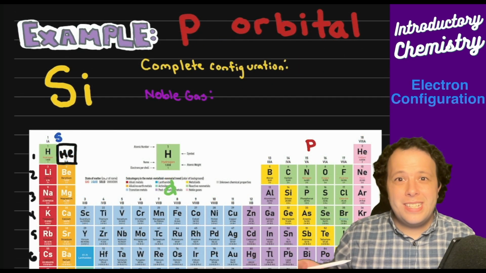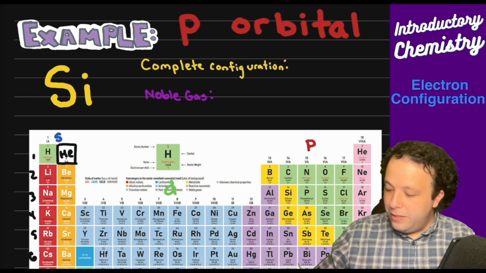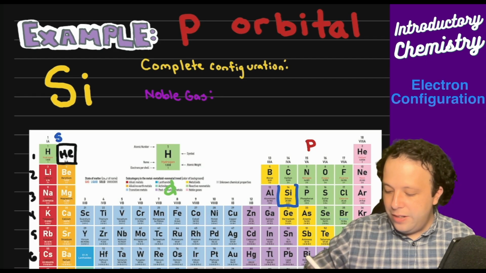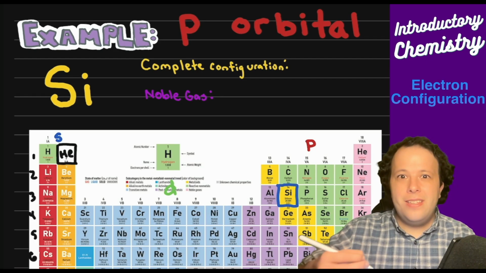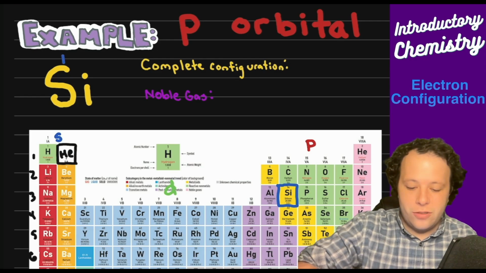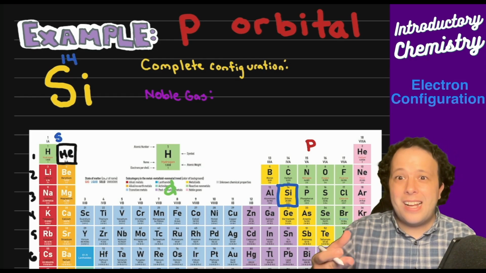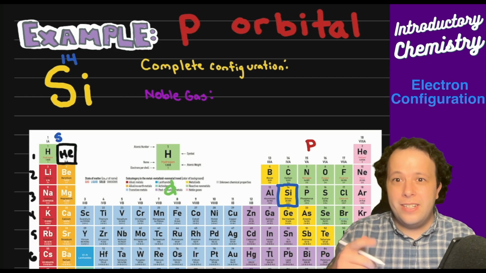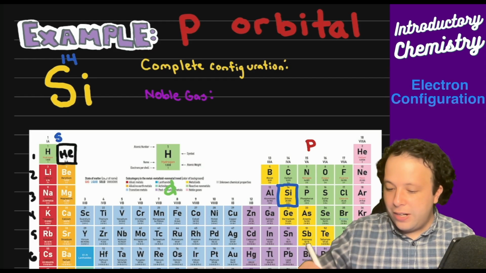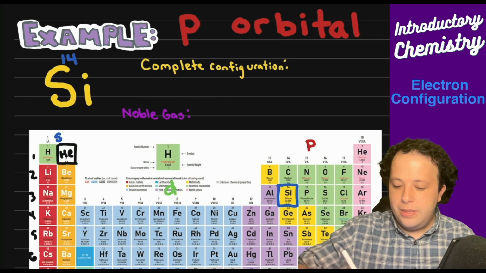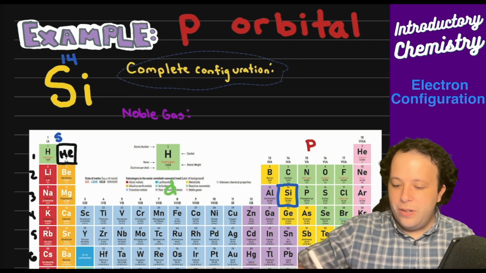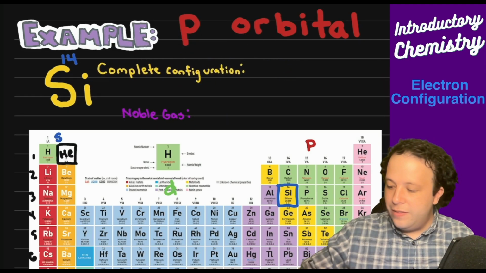For our next example, a p orbital example, let's look at silicon. Let's find that on our periodic table, and we can see that it's right here. This one has 14 electrons. With this example, I'm going to specify exactly why we say that out loud, because there's a way for us to double check ourselves. So let's move some things over a little bit. We are going to find the complete configuration of silicon.